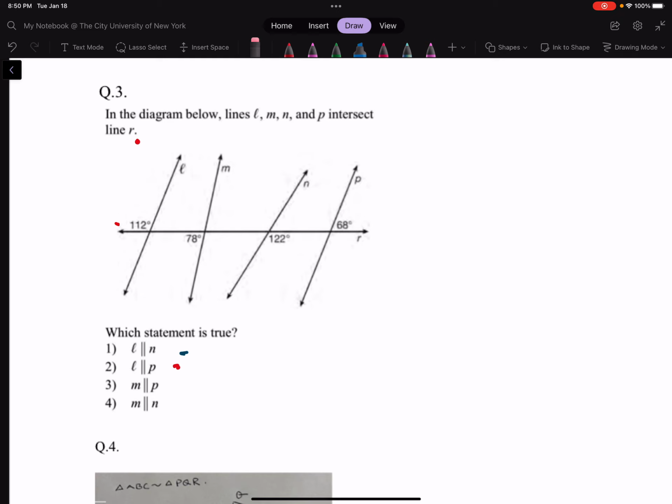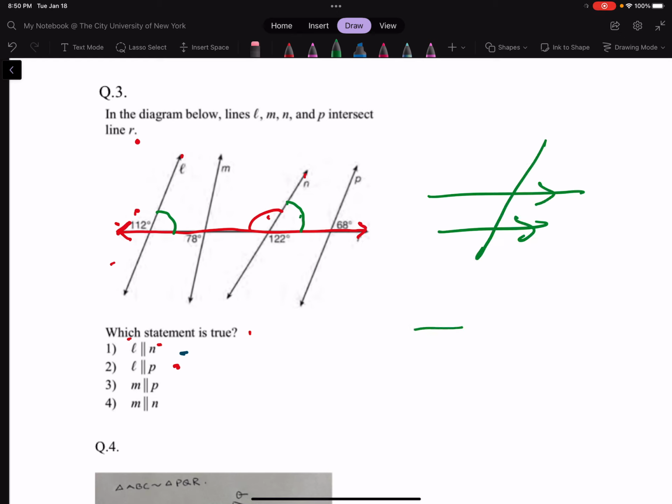And in number 3, you see in the diagram below, L, M, N, and P intersect line R. So here, this is line R, which works like a transversal. Which statement is true? L is parallel to N. If L and N are to be parallel, then this angle has to be congruent to this angle, or this angle has to be congruent to this angle, because if they are parallel, then they will be corresponding. Instead of placing it this way, it is placed in this way. So if they're parallel, they have to be congruent.